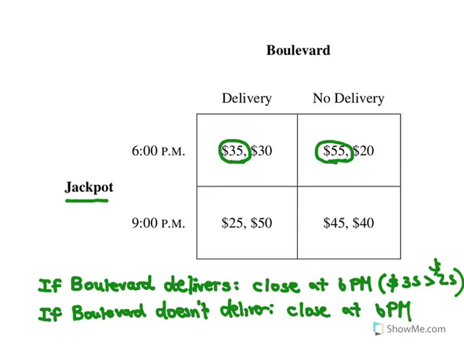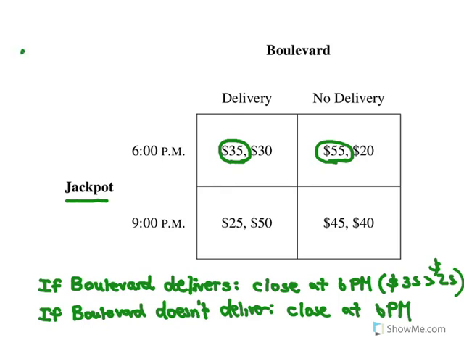Regardless if Boulevard delivers or doesn't deliver, Jackpot, I apologize because you're probably going to hear the bell a second time later in the video, so I apologize for that. But regardless of what Boulevard does, Jackpot is going to choose to close at 6 p.m. in both cases. And so because they're doing the same thing every time, that is their dominant strategy.